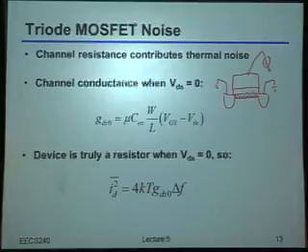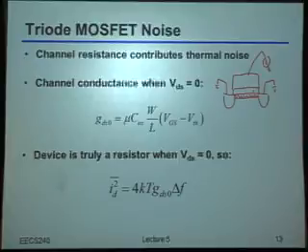Meaning along the entire channel, I have kind of the same charge density. Well, if that's the case, the whole thing just looks basically like a linear resistor, right? There's just some resistance associated with that channel charge. So that makes life really nice, because it basically just says, if we know what that resistance is, then we can also immediately say what the thermal noise associated with that resistor should be.